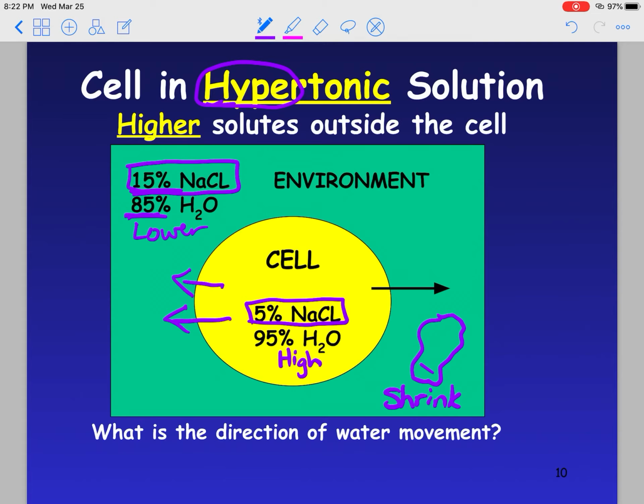I don't have a cute little way to remember that, but if I can remember hypo is the one that swells, then I can know that hyper is the one that's opposite, and it's going to cause it to shrink. It pulls the water out.